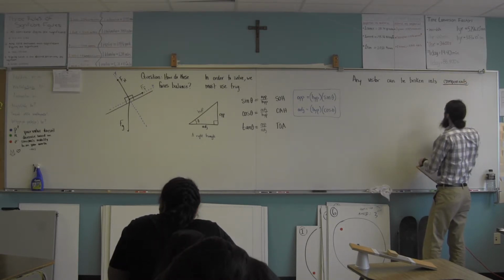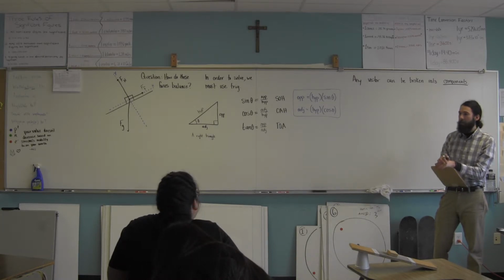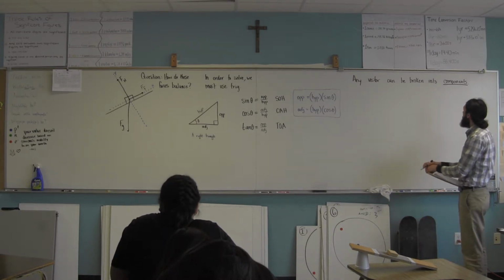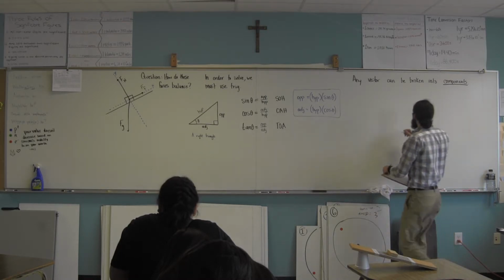Components is a new word. It just means vector pieces. You can break one vector into two little vector pieces. So we call those components, vector components. Any vector can be broken into components. So let's look at an example.